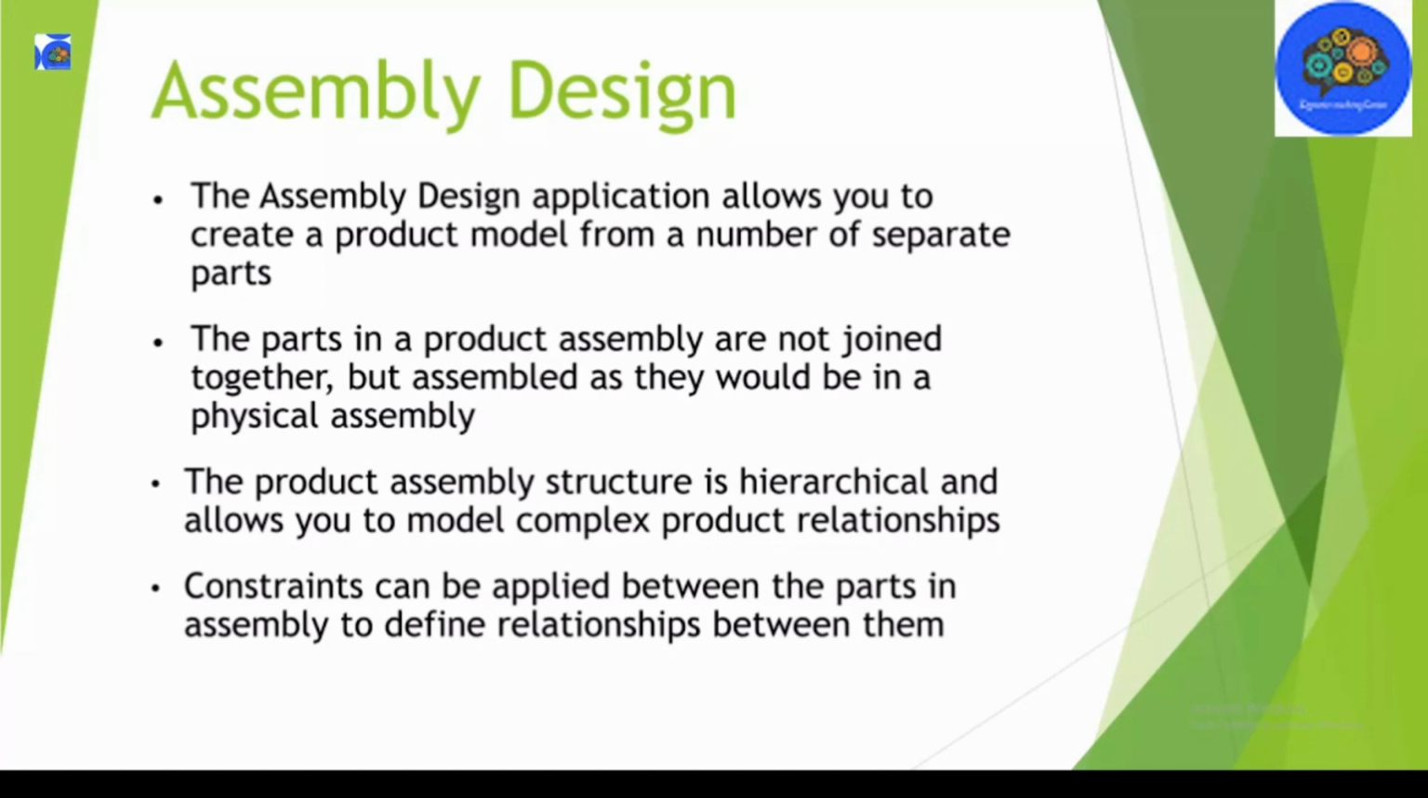Okay, the parts in a product assembly are not joined together, but assembled as they would be in a physical assembly. Okay, they cannot be assembled, but they will be fixed in such a way that they can be assembled in real life. Okay, the product assembly structure is hierarchical and allows you to model complex product relationships. Constraints can be applied between the parts in the assembly to determine the relationship between them.